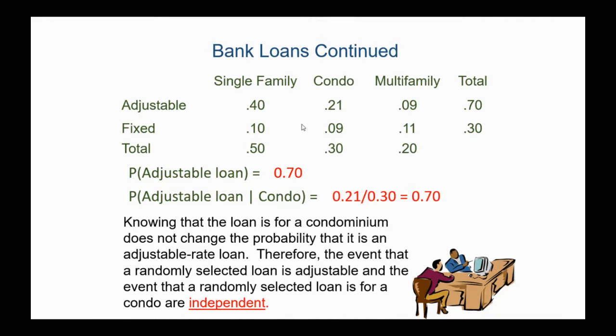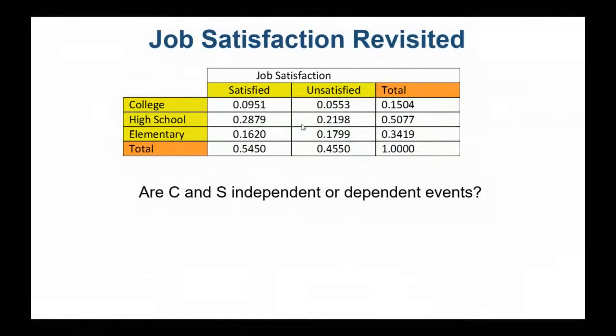Okay. So now we're going to revisit that job satisfaction example that we did yesterday. I went ahead and printed the table in your notes so we didn't have to look back at it. They ask us, are being a college teacher and being satisfied with your job independent or dependent events? So let's apply what we just talked about to this example.